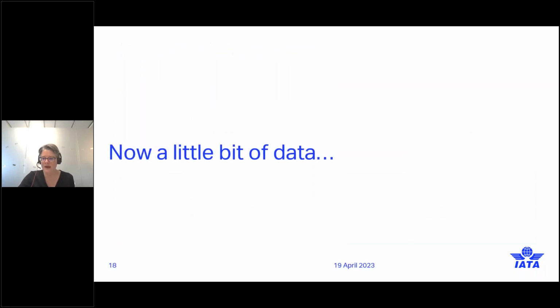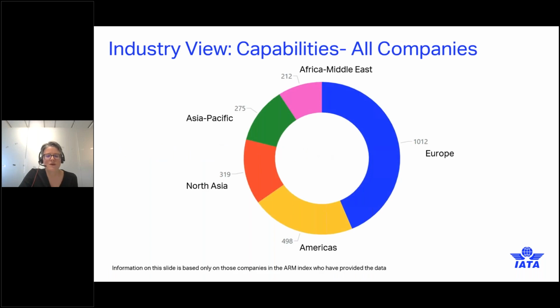Okay, so now I'm just going to do a little bit of data for everybody, and then we'll hit some questions and answers for everyone. So capabilities. So this is a regional view of all capabilities of all companies within the registry. There's over 2,000 capabilities in there. And I wanted to just show you guys this because it's global. We don't have any region that doesn't have a company and capabilities in there. Some of these companies have only one capability, and some of the companies have many capabilities.